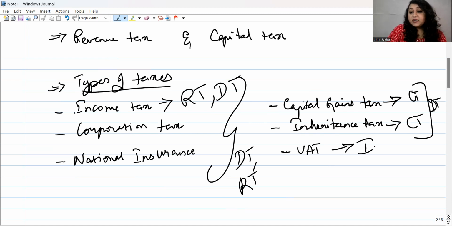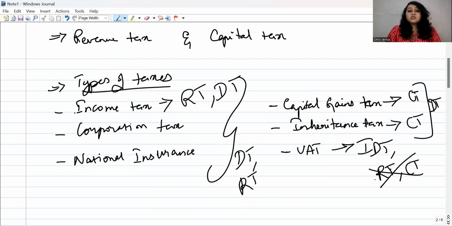Then VAT is an indirect tax that we already discussed based on the social factors. This is neither a revenue tax nor a capital tax. Okay, so these are the different types of taxes you need to know about while studying the UK tax system. Clear?